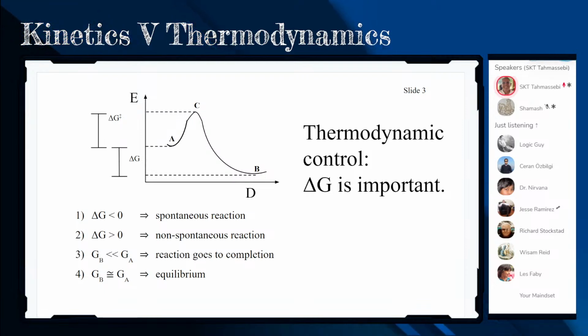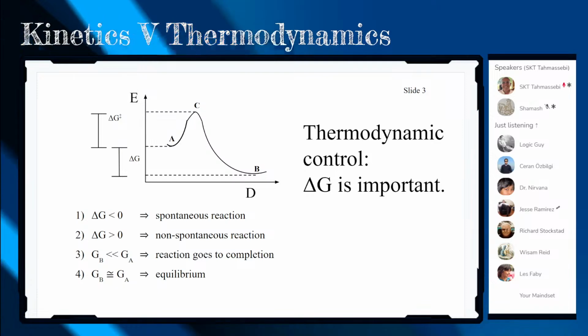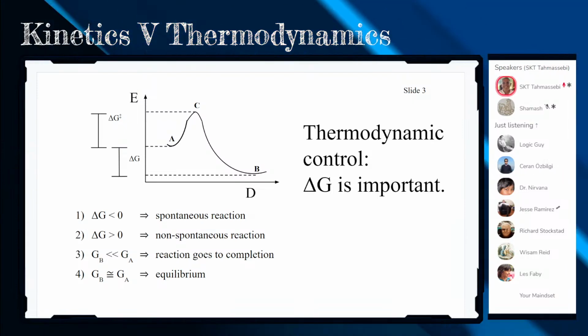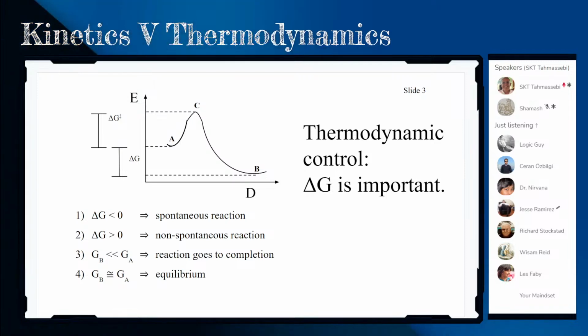In that situation, we're going to end up with an equilibrium situation, which means that once the reaction starts, then at the end we're going to have both the reactants and the products in our reaction flask, and it is not a static situation, but a dynamic situation. That is, the reactants are constantly converting to products, and products are constantly converting to the reactants.